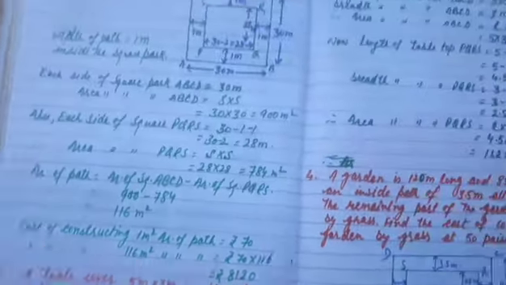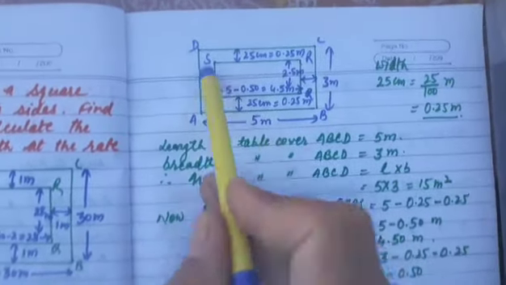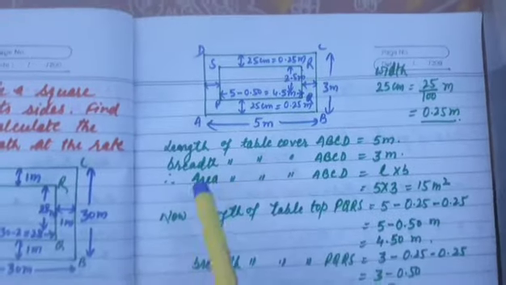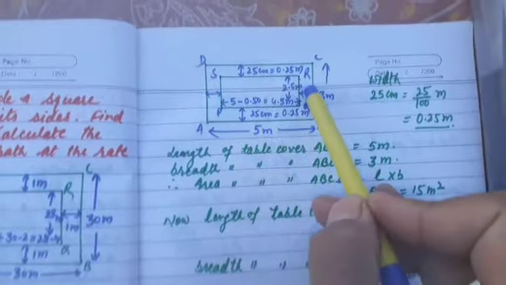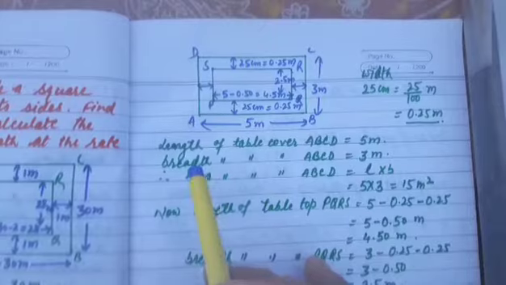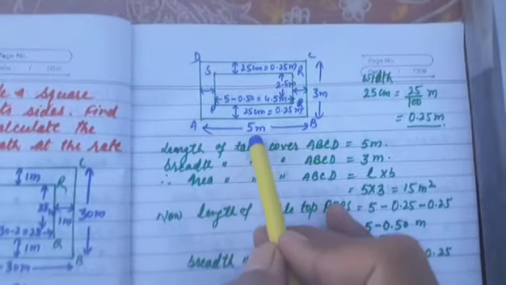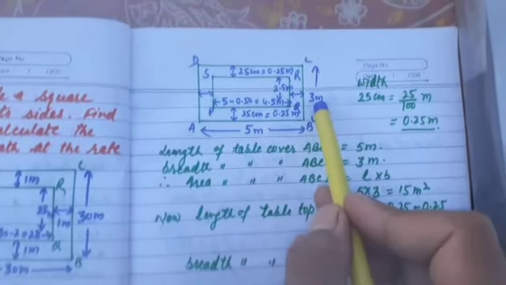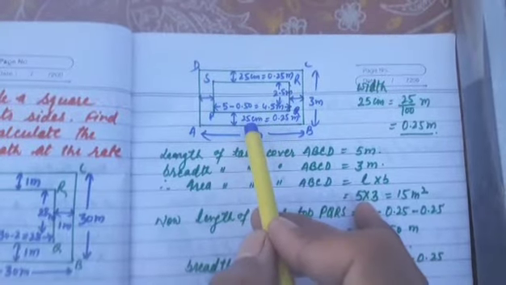Here the rectangular table cover is given. It is ABCD and the tabletop is PQRS. This extra cover is hanging all around the table, having width 25 centimeter, but the dimensions are given in meters, that is 5 meter and 3 meter. So we will change it into meter. So we will divide it by 100.